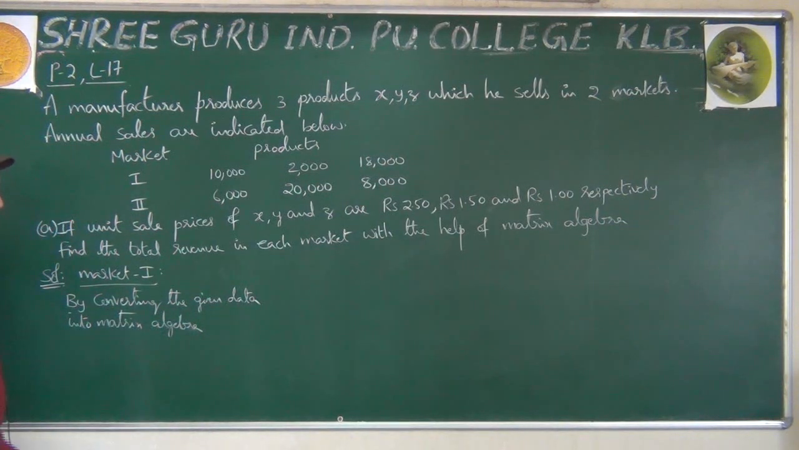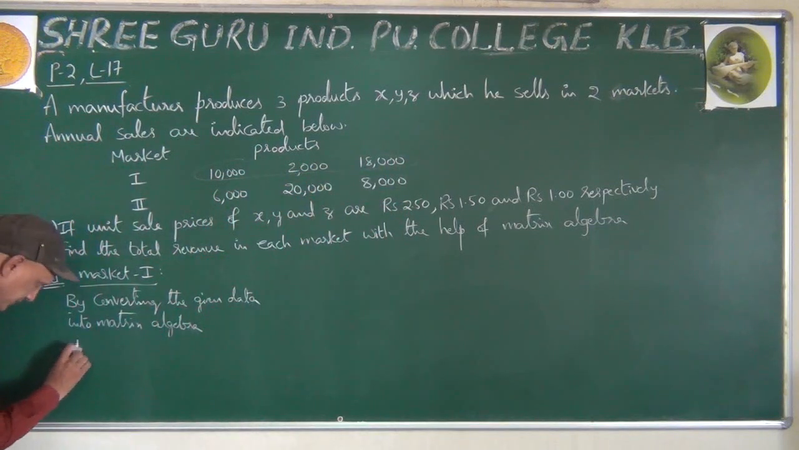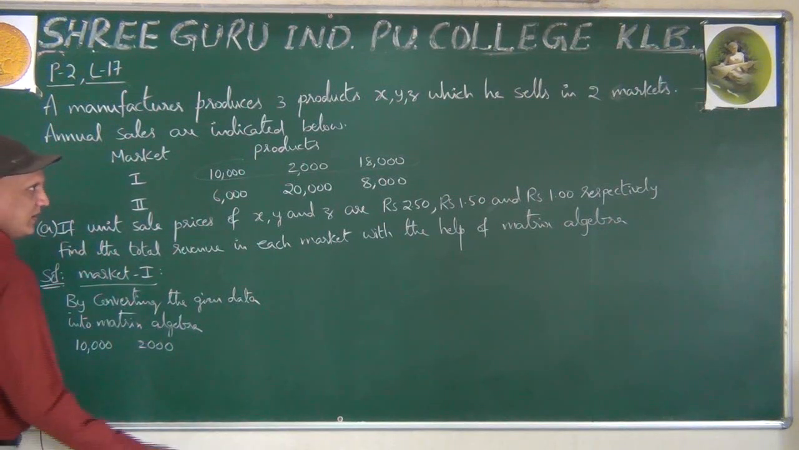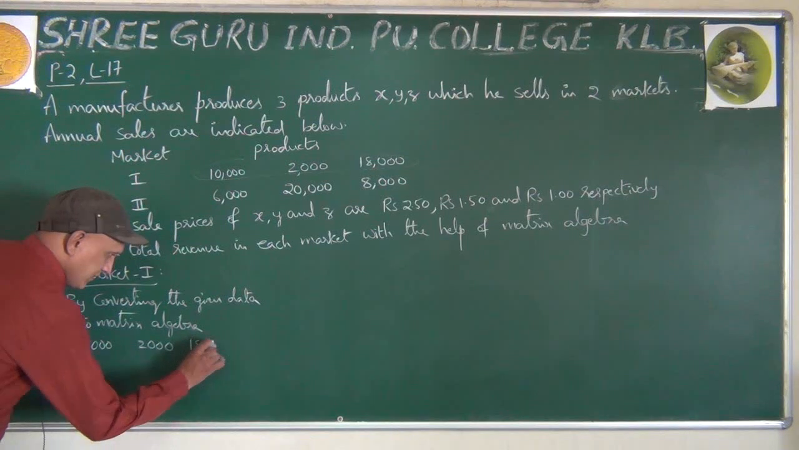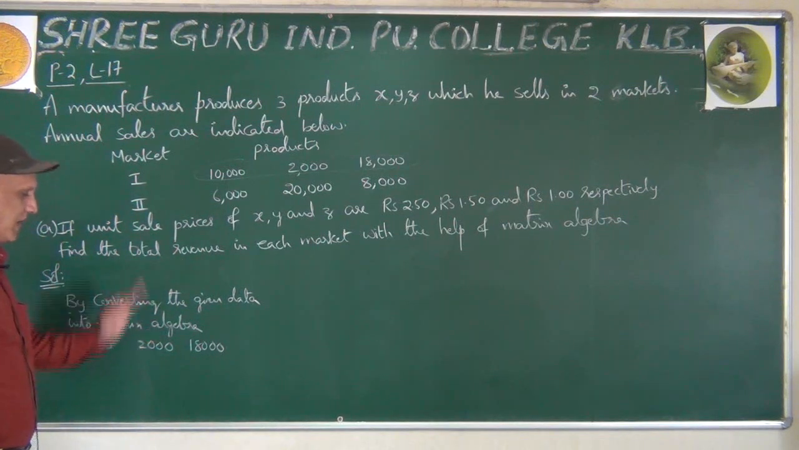Matrix algebra means we are speaking about only first market, right? Next, second market. First market, 10,000, 2,000 and 18,000. Okay. Otherwise, we can do both the things at a time. Unnecessarily write two times. Okay, I will do both at a time. Unnecessary waste of steps extra. By converting the given data into matrix algebra.